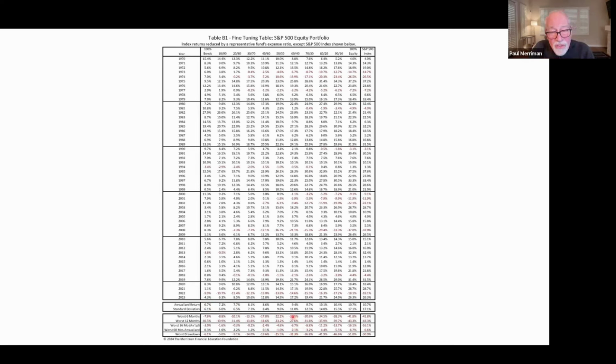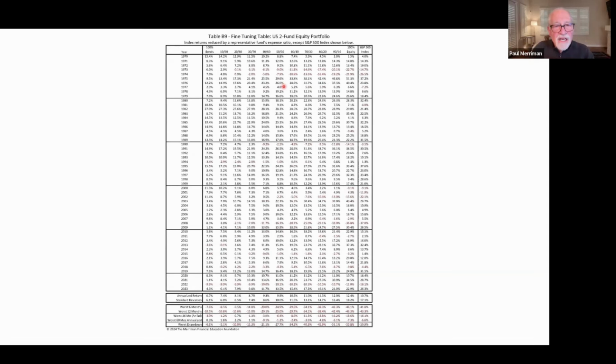There is showing the worst 12 months, the worst 36, 60 months, the worst drawdown. So we're trying to show you the good times and the bad times. And then there, of course, you have in red the losing years that you suffered with these different combinations. So now you have the returns. And by the way, you also have the returns in another fine-tuning table that goes back to 1970, but this time the portfolio is made up half S&P 500 and half small cap value.